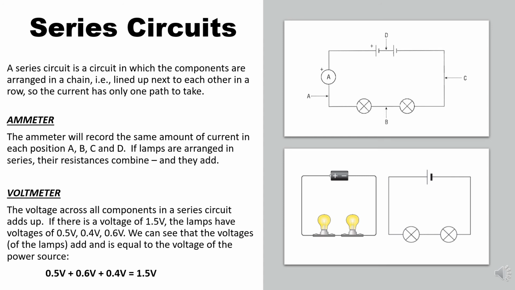If there is a voltage of 1.5V and the lamps have a voltage of 0.5V, 0.4V and 0.6V, we can see that the voltages of the lamps add up and is equal to the total voltage of the power source. In short, 0.5V plus 0.6V plus 0.4V is equal to 1.5V, which is the total voltage of the circuit.